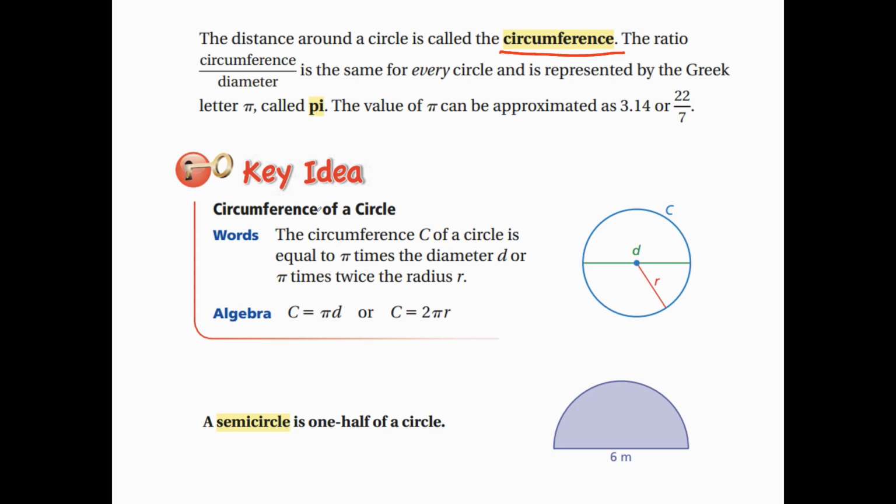And this ratio, the ratio of the circumference to the diameter, is the same for every circle and is represented by the letter pi.